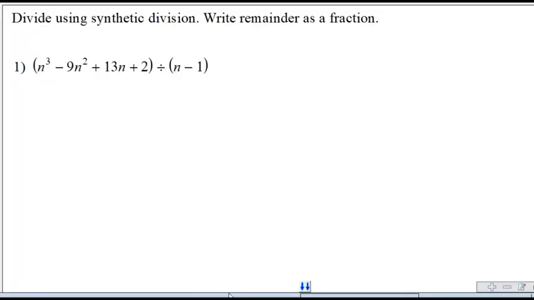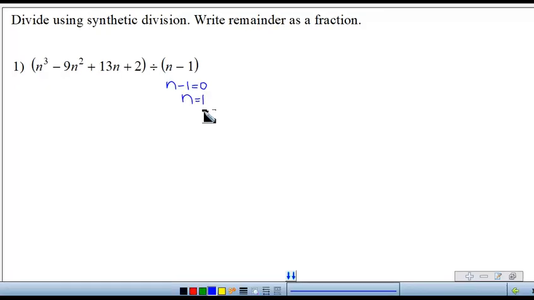In order to set your problem up for synthetic division, the first thing that you're going to do is take your divisor and solve it. In this case, n is equal to 1. Once you have this solution, we're going to put that in a box.